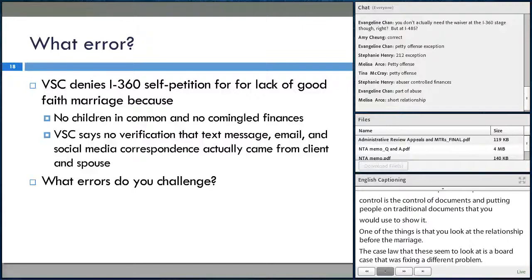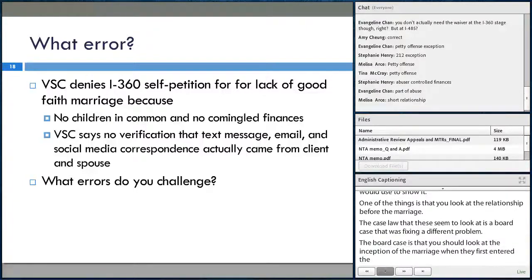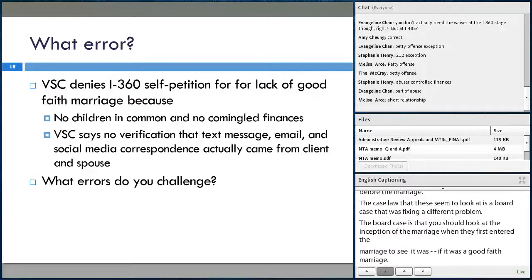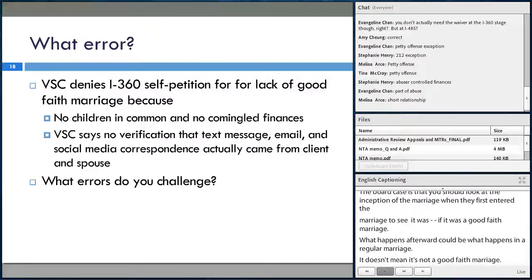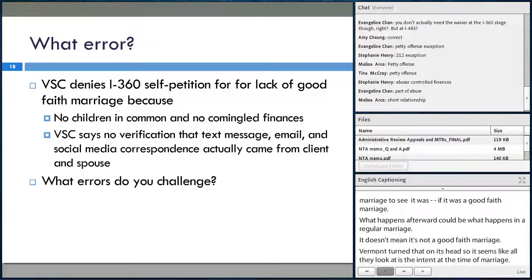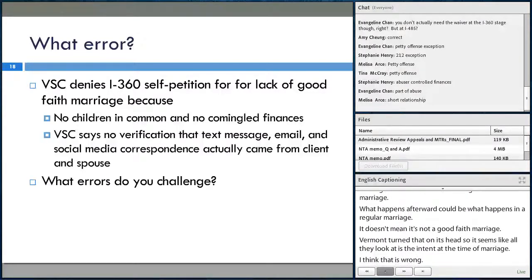And then what happens afterwards could be just what happens in a regular marriage. That doesn't mean that it's not a good faith marriage. Vermont has kind of turned that on its head so that it seems like often all they look at is the intent at the time of marriage. I think that's wrong, but still you do want to focus on that. And to do that, you actually want to show all of the steps that led up to that marriage.